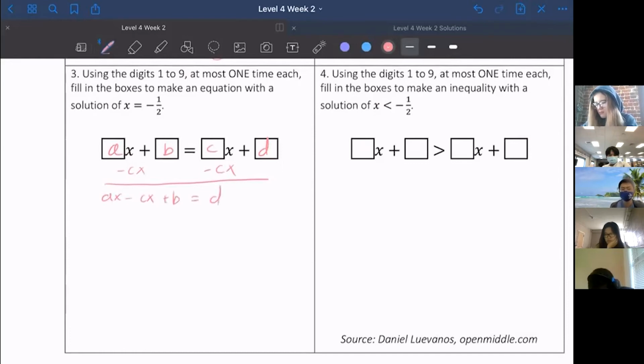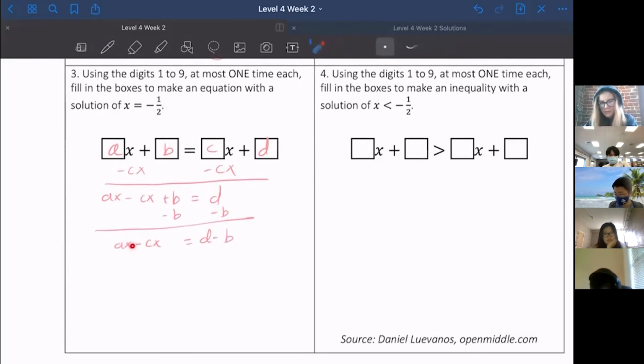And then remember, we also have to move all of our non-x terms to the other side. So if we're subtracting b on both sides, we'll be left with ax minus cx is equal to d minus b. And here we have two terms, both with the x. So we can factor out an x. Do you guys know how that works?